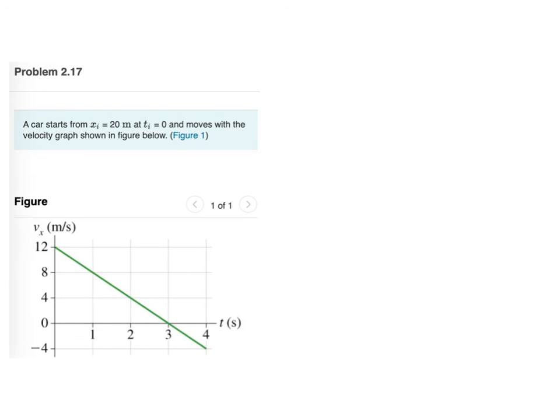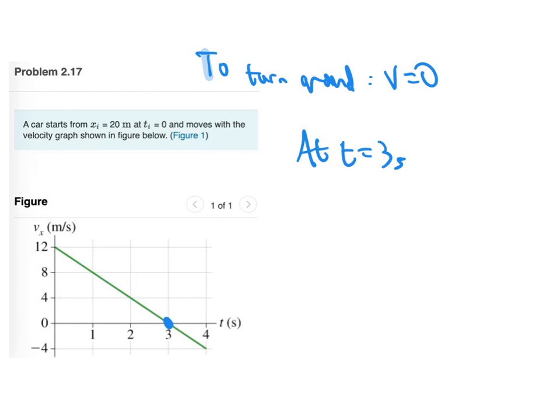So parts D and then E say, does this ever turn around, and if so, when? So to turn around, there must be some moment where v is 0. You cannot reverse direction without coming to rest first. So is there ever a moment where v equals 0? And of course the answer is yes, at t equals 3. At that moment it has stopped and it's going to start going the other direction.